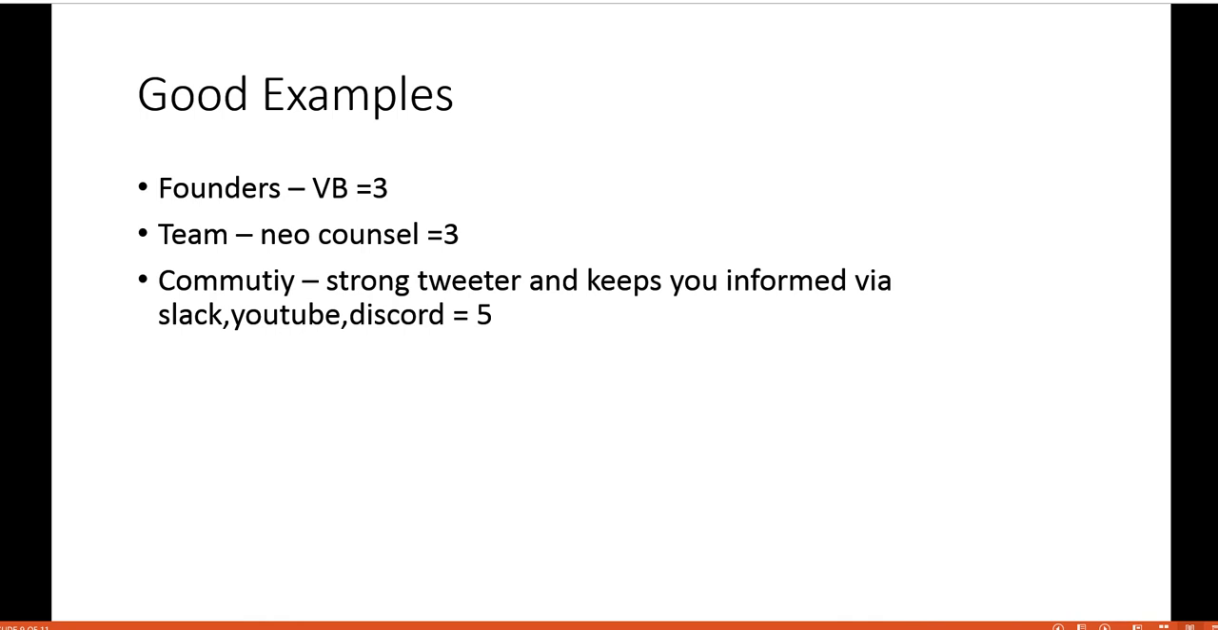Community. How do you look for a good community? They have a strong Twitter. They keep you informed via Slack, YouTube, Discord. So in other words, they're telling you what they're doing, how they're doing it, the roadmap at some point. These are all good examples.